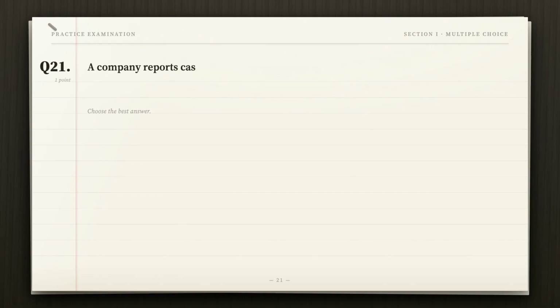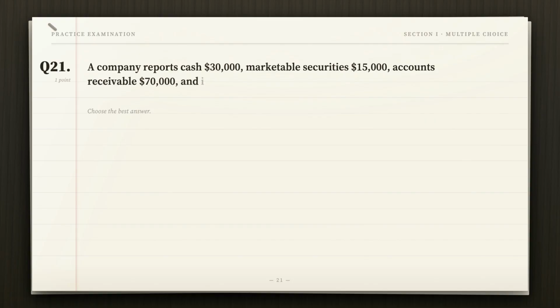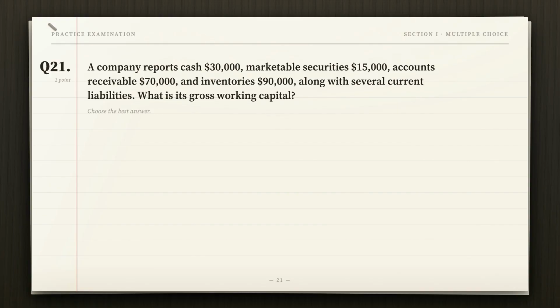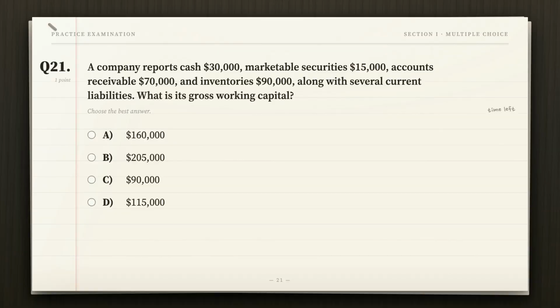Question 21. A company reports cash $30,000, marketable securities $15,000, accounts receivable $70,000, and inventories $90,000, along with several current liabilities. What is its gross working capital? Your options are A. $104,000, B. $205,000, C. $90,000, D. $115,000. Pick one. Trust your gut. Here's your chance to test yourself.